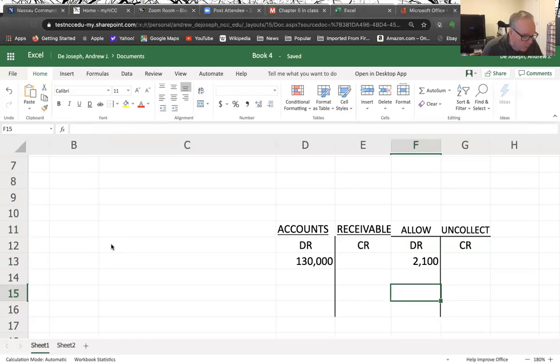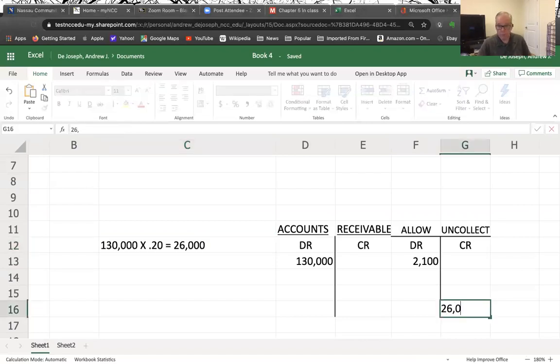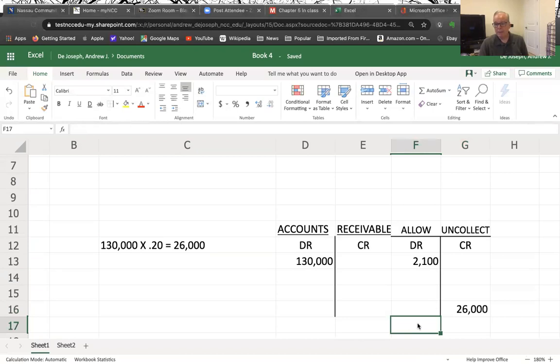Then how did they tell you? They told you that Southwest estimates uncollectible accounts to be 20% of accounts receivable. Well, accounts receivable is 130,000. And what's 20% of that? Is that 26,000? Right? That's 26,000. So that's their way of telling you they want this number to be 26,000 when you're finished. They want the balance of the allowance account to be 26,000 when you're finished, right?